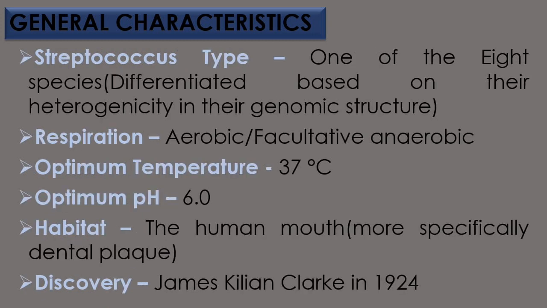Streptococcus mutans is one of the 8 species of Streptococcus differentiated based on their heterogeneity in genomic structure. Respiration: aerobic or facultative anaerobic, optimum temperature 37 degrees Celsius, optimum pH 6. Habitat: usually the human mouth, more specifically dental plaque. It was discovered by James Killian Clark in 1924.